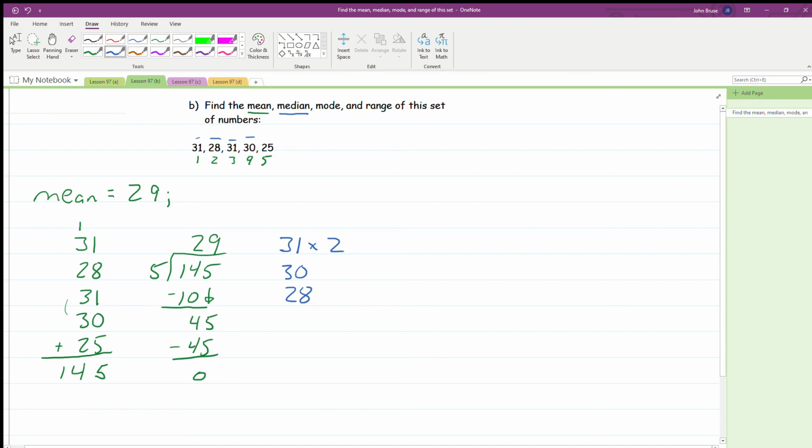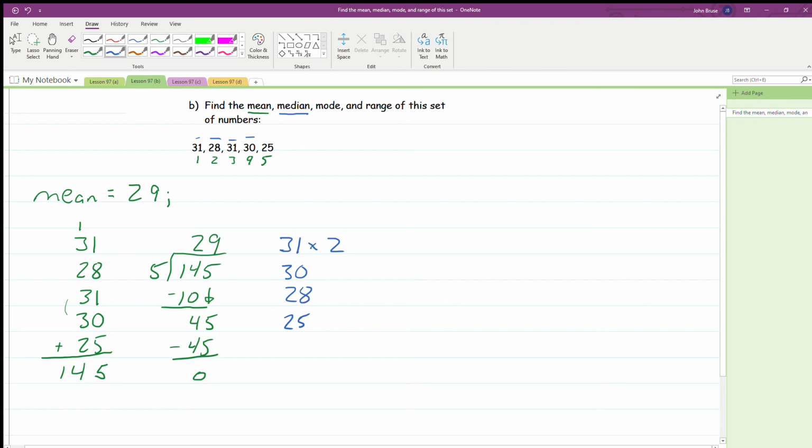And then we've got one more, 25. All right. So there's a total of 5 numbers there. We've got 2 for the first one, 3, 4, 5. And the median number is the middle number. So we want to find out where the middle is.